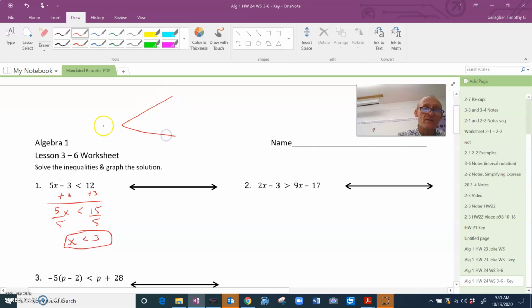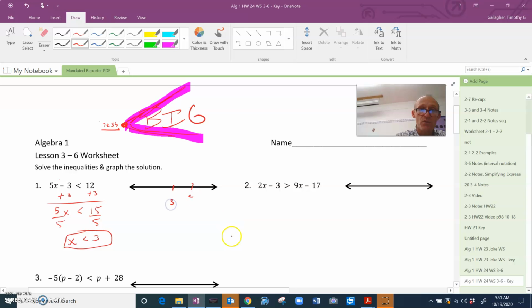Remember that with your inequalities, this is less, small, this is big, greater. So wherever the inequality is open to is the bigger number, and wherever it's pointed to is the smaller number. So x less than 3, here's 3, here's 4, and here's 2. And it's pointed this way.